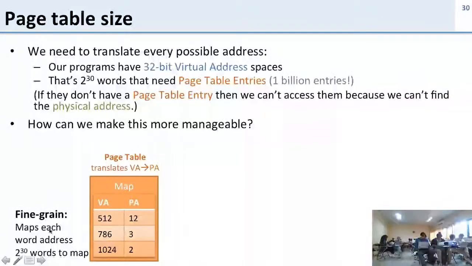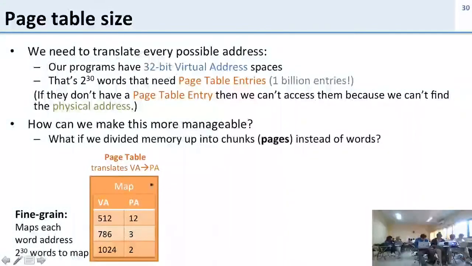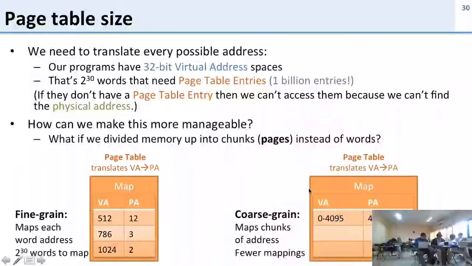We had this fine-grained mapping. Each word was mapped in our table here. What we can do is have it in bigger chunks. So we divide our memory into chunks, and we're going to call these chunks pages. That's why it's called a page table entry instead of words. So here's what this looks like with coarse grain. Here we have a whole page. So we're saying that virtual addresses 0 through 4095 are going to map to physical addresses, whatever, 4096 to 8191.